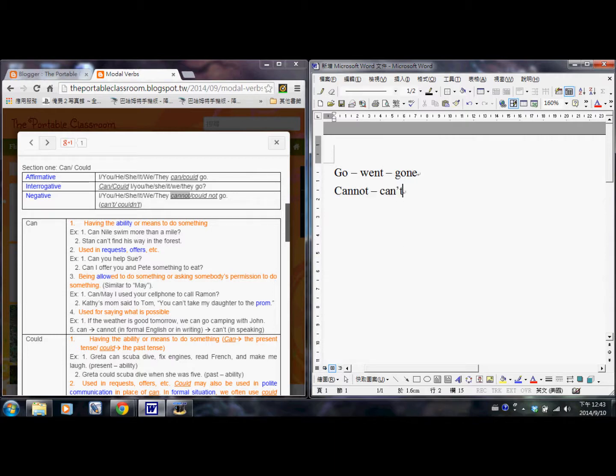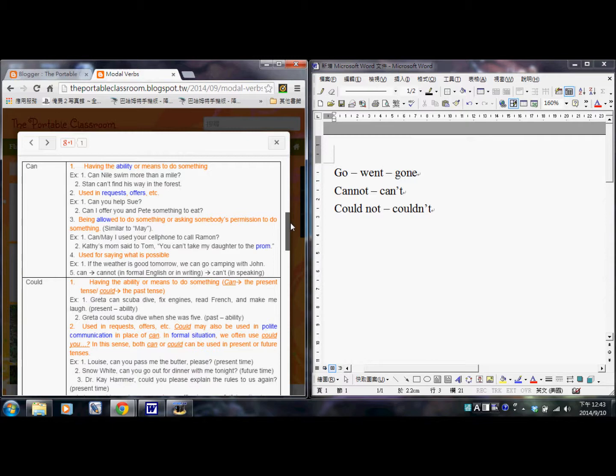Can't. Could not. It's okay to write them separately. Or we can use the contraction. Couldn't. Alright? So you can say I cannot go, I can't go, or you could not go, you couldn't go. So these are the forms of can and could.